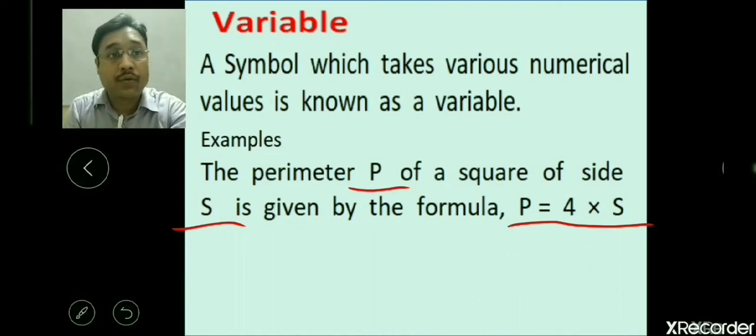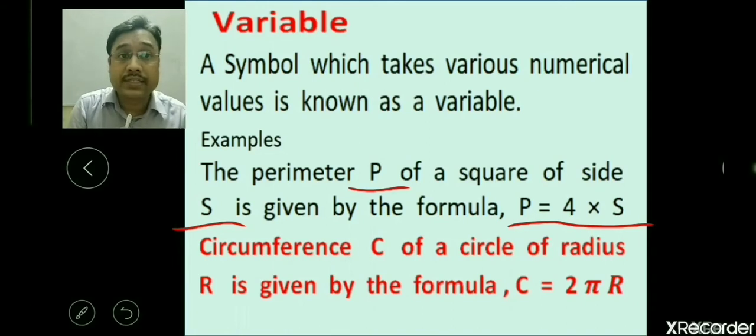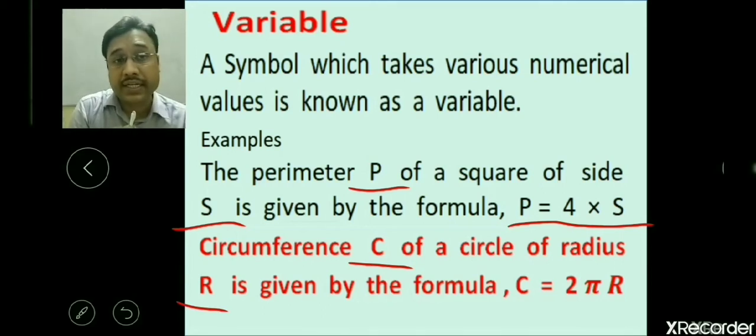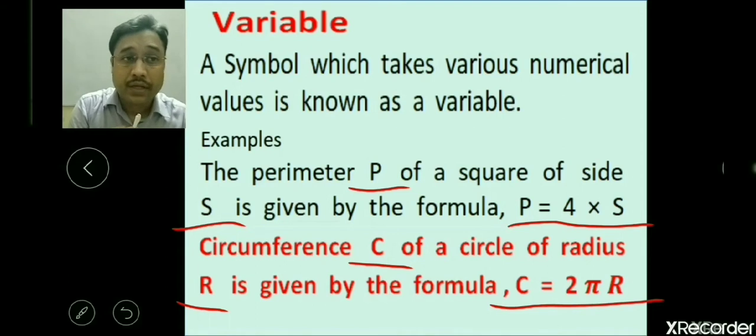One more example I want to show here: circumference C of a circle. You know that the perimeter of a circle is known as circumference. So here C is denoting the circumference, which is a variable, of a circle of radius R. This R is also a variable, representing the radius. So the circumference C of a circle of radius R is given by the formula C equals 2 pi R, 2 into pi into R. Pi is a constant, 22 by 7.